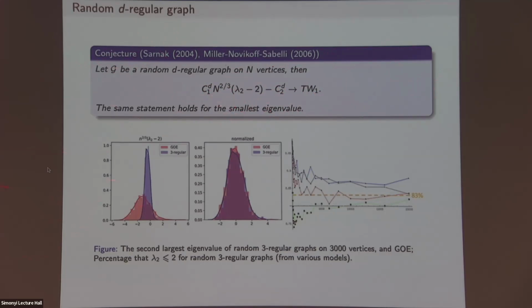So here are some simulations I did. I take the second largest eigenvalue, subtract 2, and rescale by n to the 2/3. I get this by sampling a lot of random D-regular graphs and plotting the empirical distribution for lambda 2. It's the blue part. If you do it for GOE, it's the red part. They look different. But if you center them to have mean 0 and variance 1, then GOE and the random regular graph look actually quite close to each other.